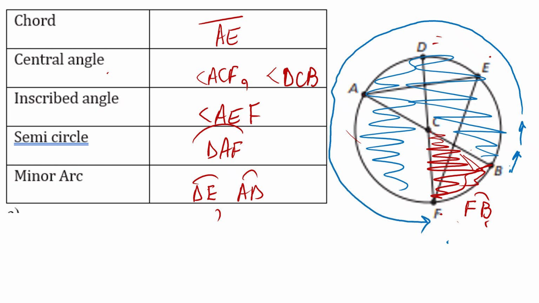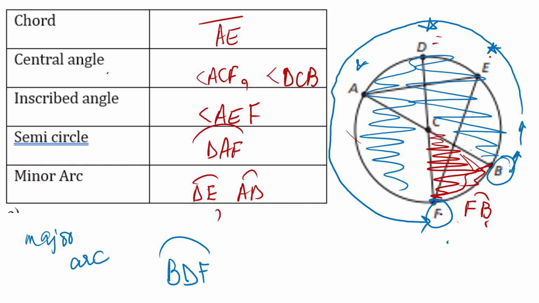So I go from B and cover a big distance and come closer to F. But when I denote my major arc, I have to use at least 3 letters. So if they ask me to find out the major arc, then I will use B and F, and in the middle, choose any letter, either E or D or A. So I am choosing B, D, F. This is my major arc.